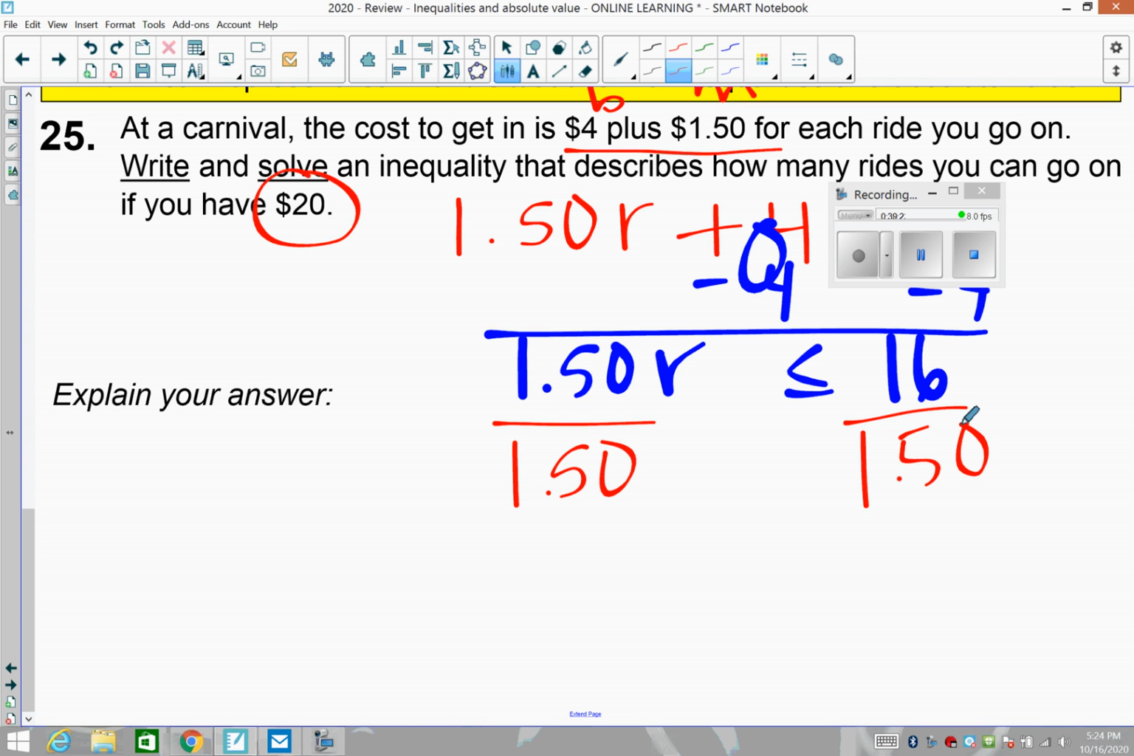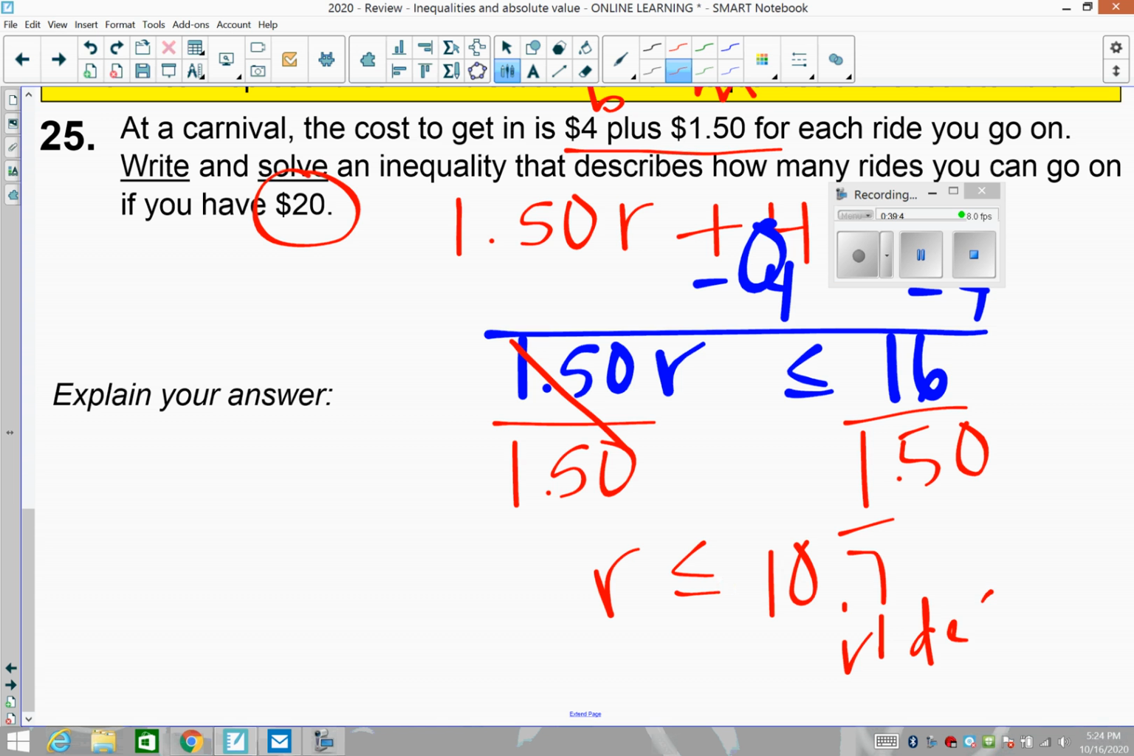You do not have to flip the sign because I did not divide by a negative. 16 divided by $1.50, I meant. Let's see what that comes out to be. It comes out to 10.7 rides.